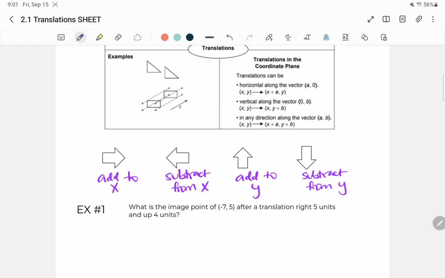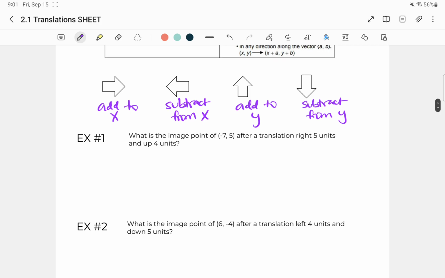All right, so let's use that to answer example 1 and 2, because there is no coordinate plane. You kind of have to visualize or use the arrows to help you remember. But it says, what is the image point of negative 7, 5 after a translation right 5 units and up 4 units? So I'm going to start by writing the rule, which is x, y, and an arrow. And so right 5 units means I'm going to add 5 to x. So x plus 5. And then up 4 means I'm going to add to y. So y plus 4.